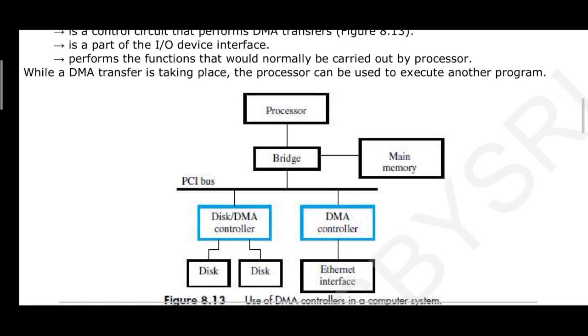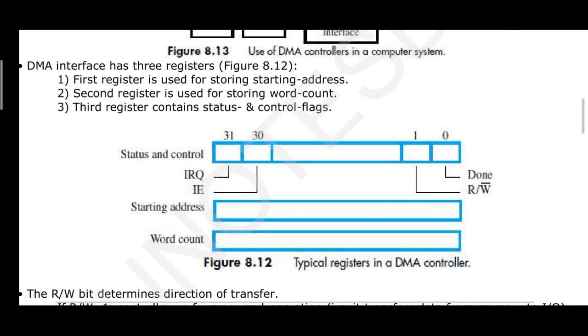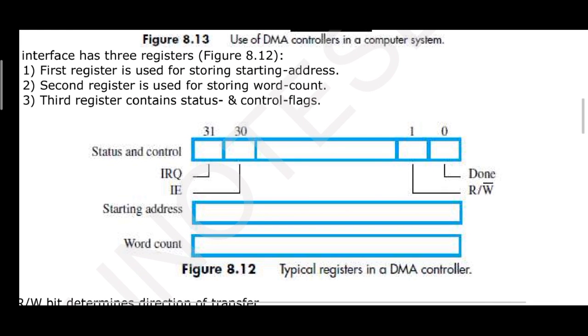So this controller circuit plays a significant role in transferring a block of data at a time. This you should remember. That is the use, or advantage, of DMA. So the DMA controller uses special types of registers: status and control, a 32-bit register, which involves status flags and control bits.